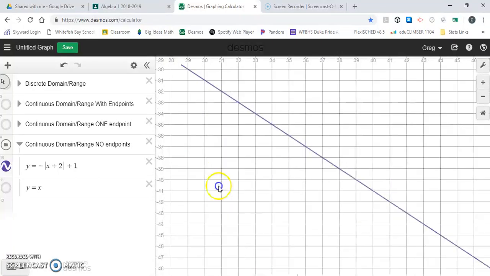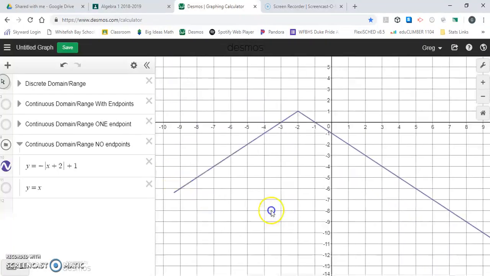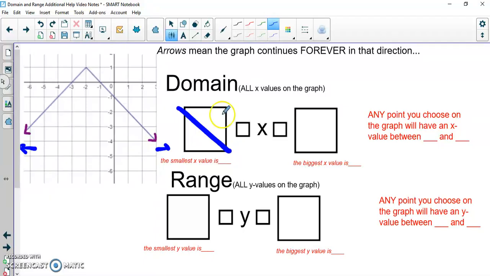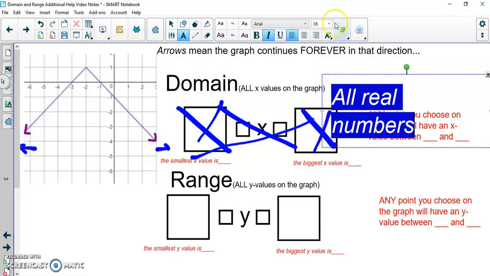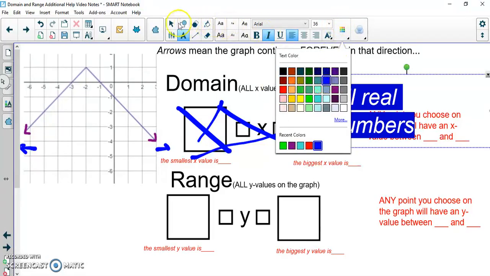So there is no smallest x value, and there is no biggest x value that I can find. So I can't find the smallest, and I can't find the biggest, so I can't use an inequality. What we're saying is there's any single number I could ever think of, so I'd have to use words: all real numbers. So the domain for this graph is all the real numbers.